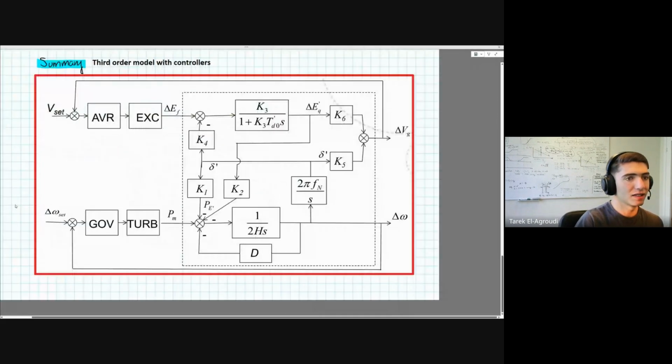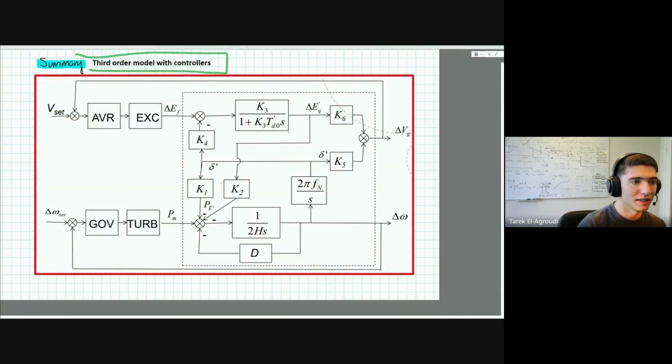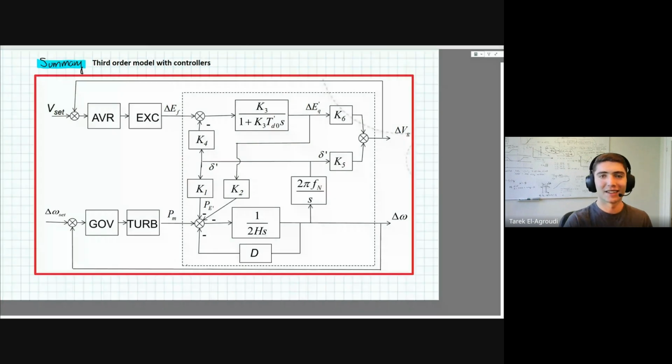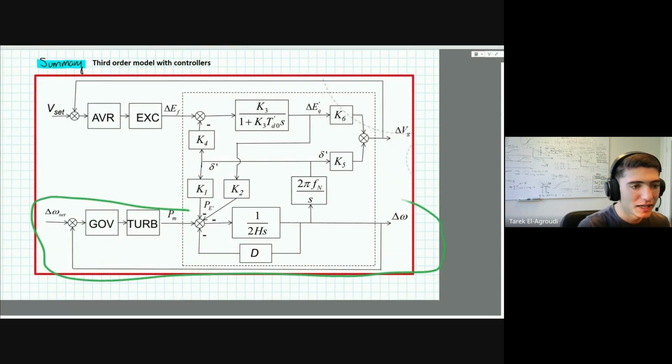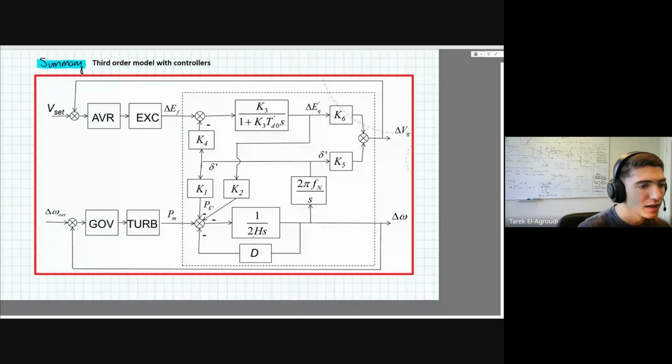Here is a summary of the linear models. So this is basically the third order linear model. So now we also include the effects on this EQ. This looks a bit complicated initially, but it's actually just what we've seen before. Down here you have the swing equation. This damper constant here takes into account the damper windings because we don't model the subtransient EMF separately here. This is just the swing equation.